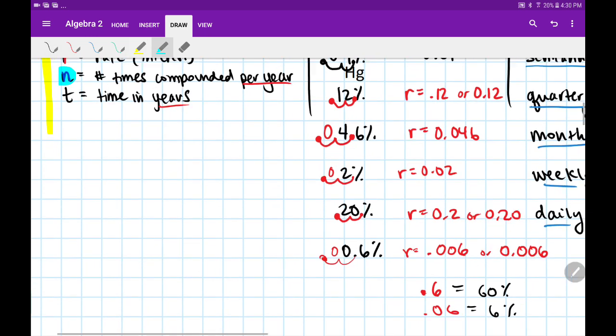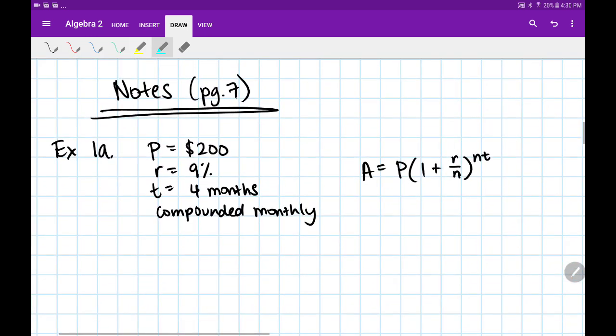All right, let's jump into some notes from page 7. So example 1A says, you invest a principal, or remember, a starting amount of $200. The interest rate is 9%. You invest it over 4 months and you compound monthly. So the first thing I want to do is say there's a typo here. We're going to erase the word months and write years instead. Let's say we're investing this over 4 years.